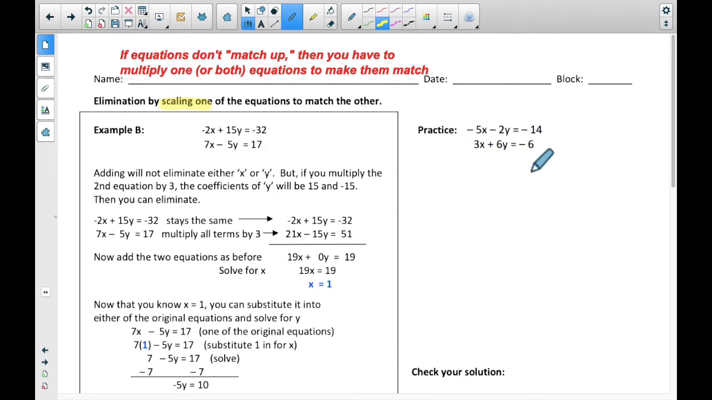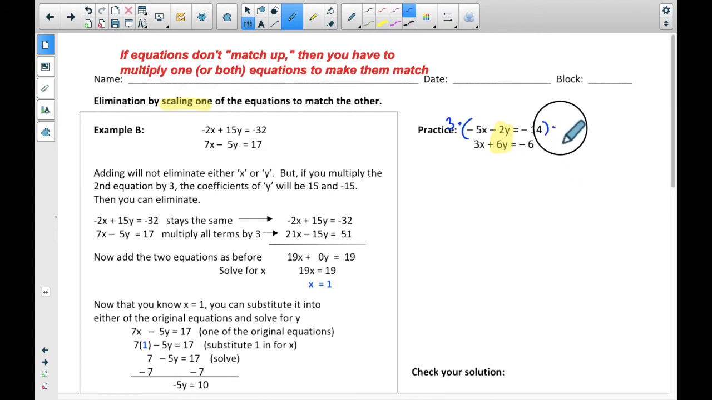So in other words, if I look at these numbers, 5x, 3y. Well, one's negative, one's positive. That's good. But the 5 and the 3 don't have anything in common. I'm going to look at my y's. I have a negative 2y and a positive 6y. Again, one's negative, one positive. That's good. 2 and 6, they have something in common. I know that if I multiply 2 times 3, I would get 6. So I'm going to multiply 3 times this whole equation.